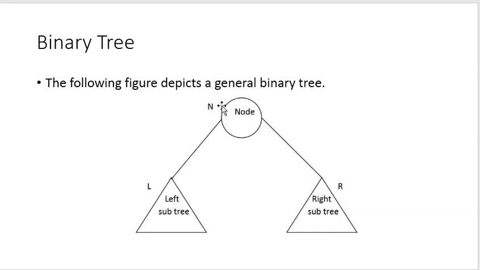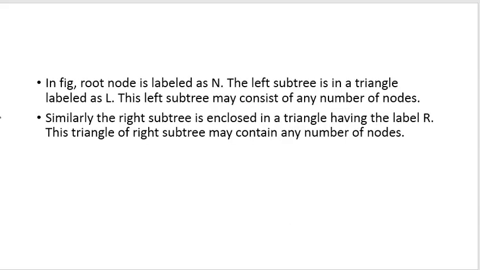So the following figure is the node. This is the node, this is the left subtree, and this is the right subtree. In the figure, the root node is labeled as N, and the left subtree is in a triangle labeled as L. The left subtree may consist of any number of nodes, in the shape of a tree. Similarly, the right subtree is enclosed in a triangle labeled R. This triangle of the right subtree may contain any number of nodes.